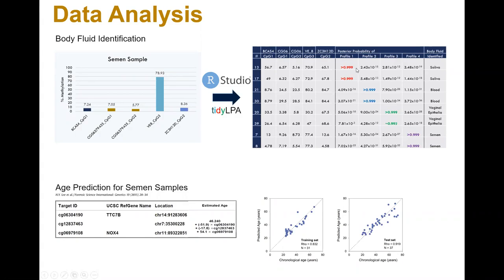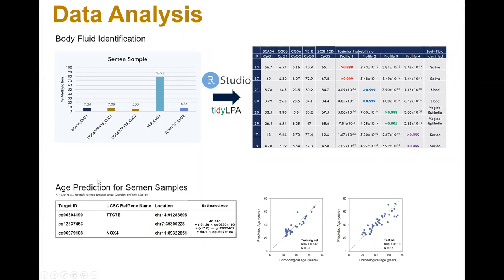And so you see we can get very, very close to 1 probability, basically 100% for saliva, and the probabilities that it could be the other body fluids remain extraordinarily low. So once we know what our body fluid is, we can move on to the age prediction. And this is where there's going to be some variation, depending on the body fluid, in which methylation marker sites we're going to be looking at.